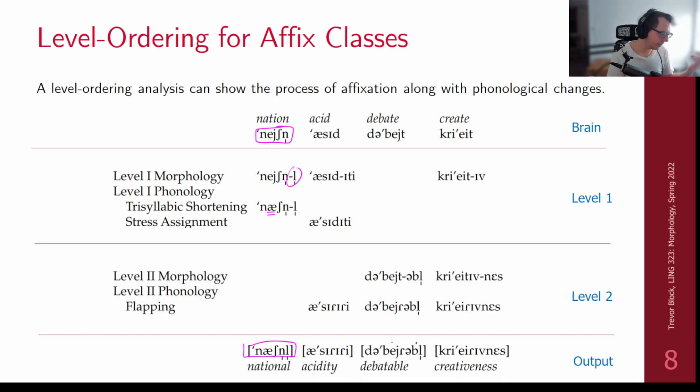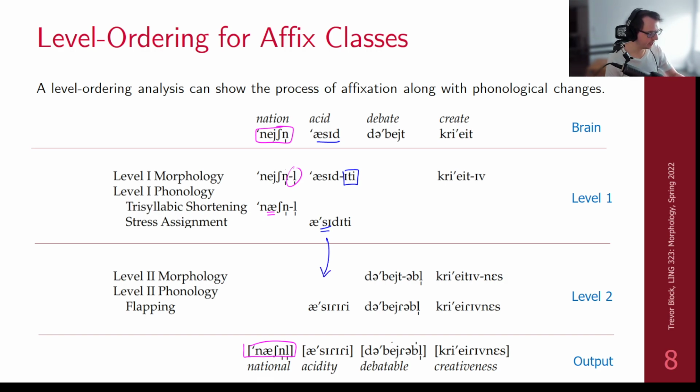With something like acidity, because here we have a stress change. So this is a really good example of a level 1 affix. We start with acid at the top. We add -ity in our morphology. And then we do our stress change. So instead of acidity, weird, we say acidity. So we do this stress change in level 1.